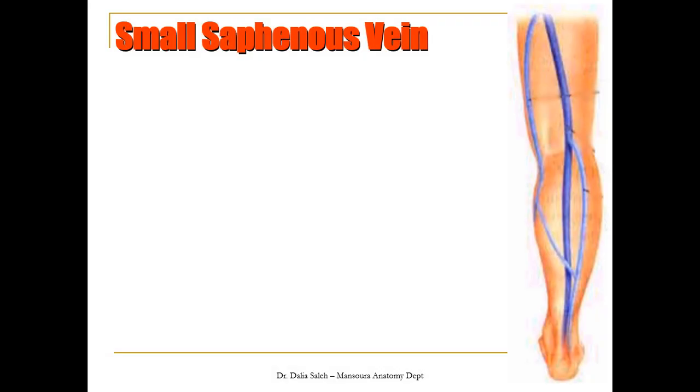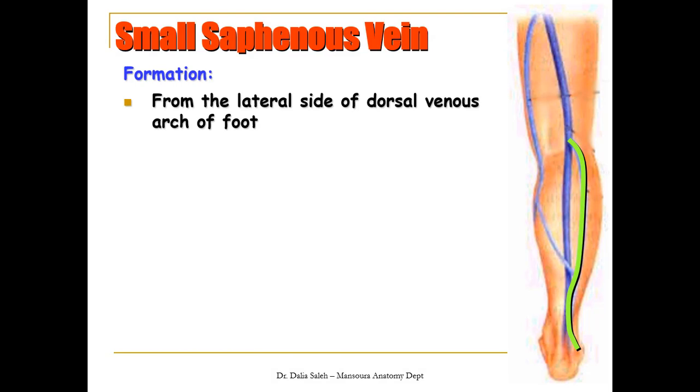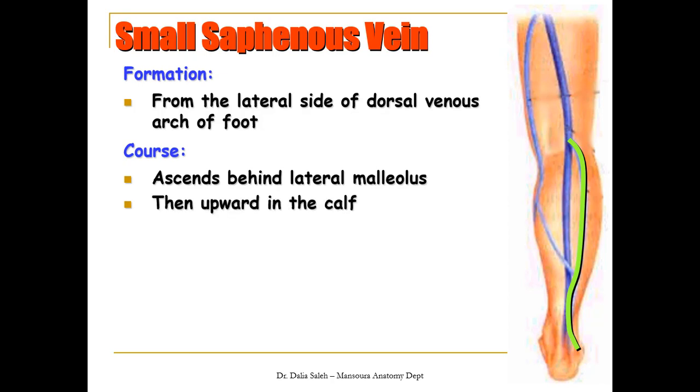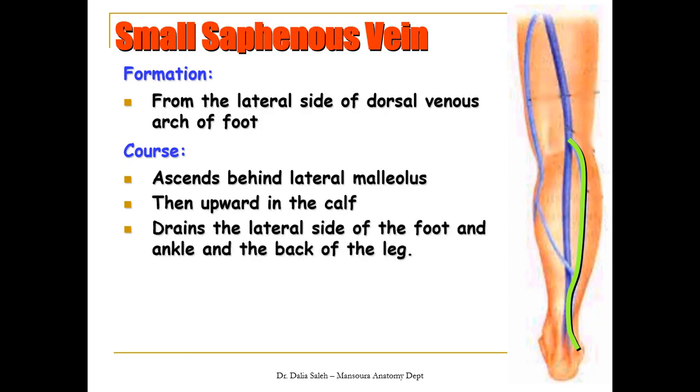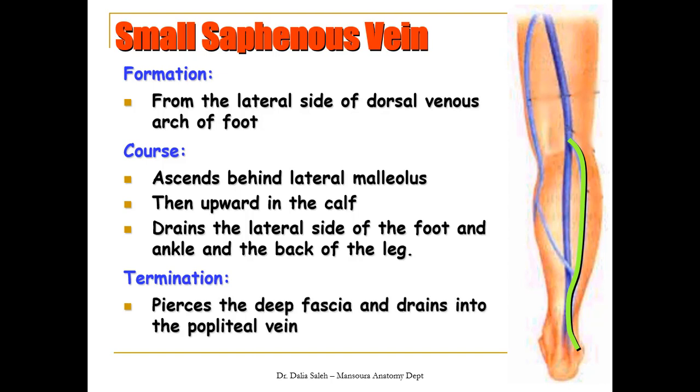The small saphenous vein is formed at the lateral side of the dorsal venous arch of the foot. It ascends behind the lateral malleolus, then upwards into the calf, and it drains the lateral side of the foot and the ankle and the back of the leg, and terminates by piercing the deep fascia of the popliteal fossa and drains into the popliteal vein.